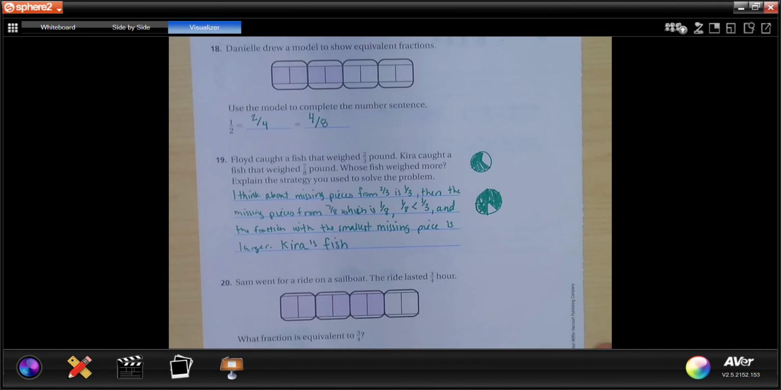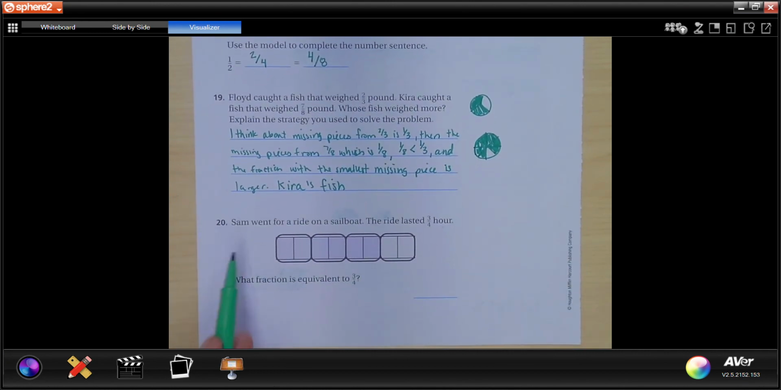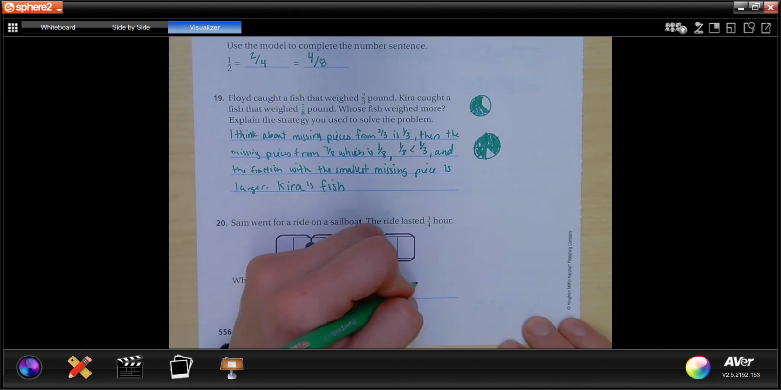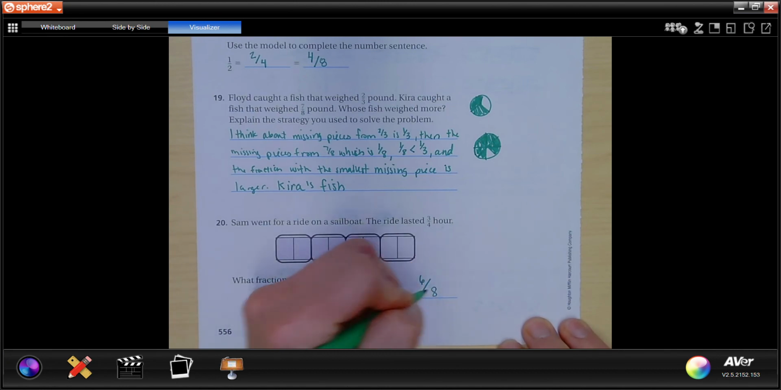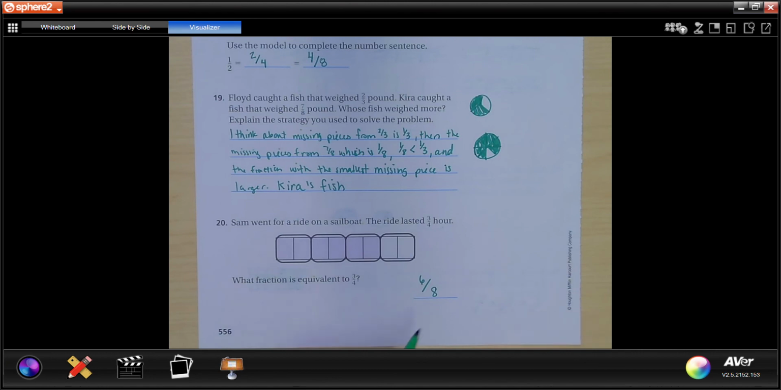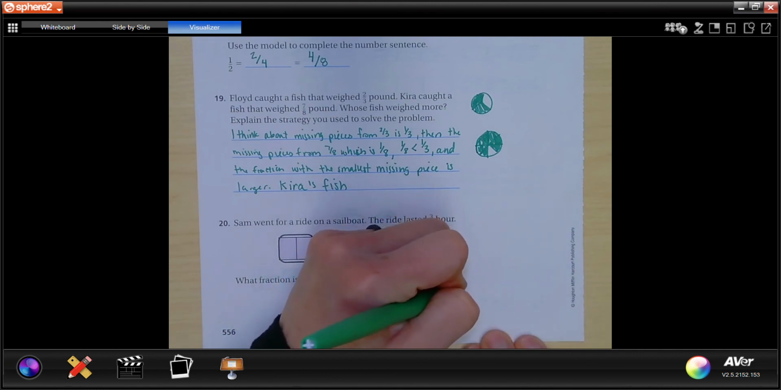Okay. And last but not least, number 20. Sam went for a ride on a sailboat. The ride lasted 3/4 of an hour. What fraction is equivalent to 3/4? 1, 2, 3 out of 4 groups are shaded. So let's look at the individual pieces that are shaded. 1, 2, 3, 4, 5, 6 pieces are shaded out of how many total? 1, 2, 3, 4, 5, 6, 7, 8. 6/8. So 6/8 is equal to 3/4.